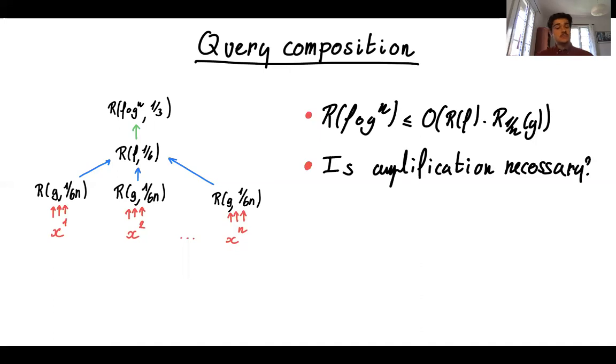So, is this amplification step necessary? Again, sometimes it is, sometimes it is not. It depends on the outer function F. And for now, there is no conjecture as to which outer functions need it and which don't.